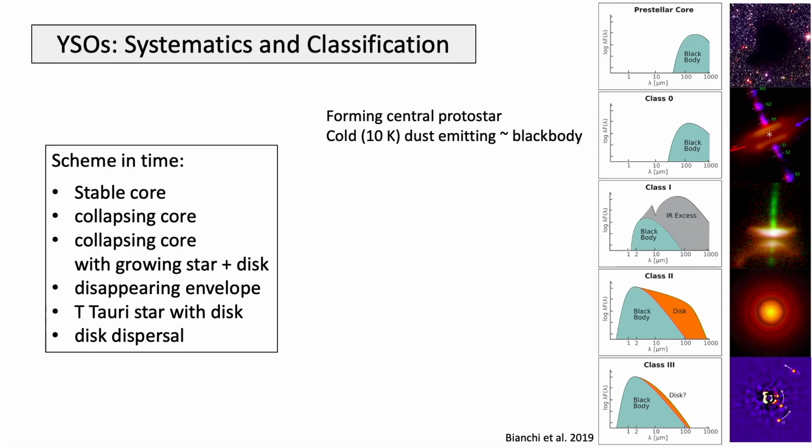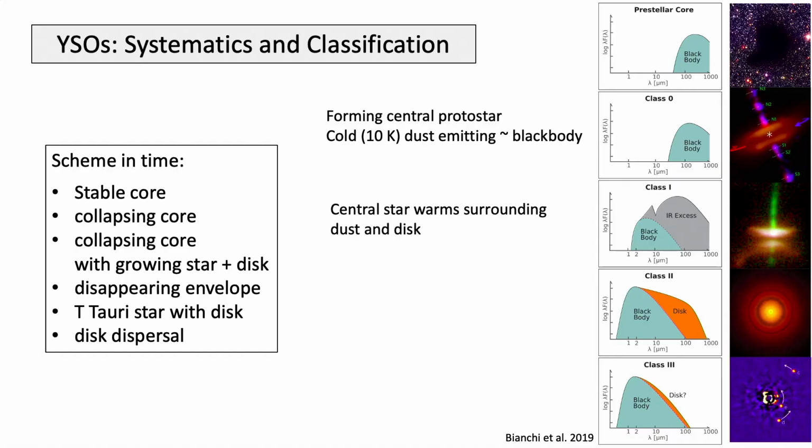A bit later, you have a protostar that begins to warm up the innermost material. The envelope and the forming disk become warm because the star itself also becomes warm. So you find a second black body from the inner region of the protostar, and then an excess from a colder cloud that's still out there. So the spectra become broader, they approach the optical range, but not quite yet.